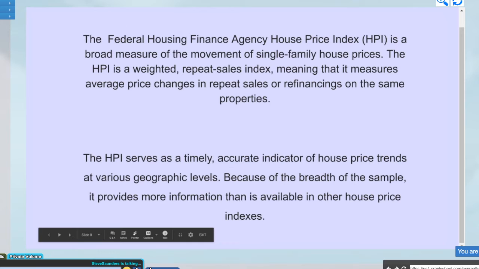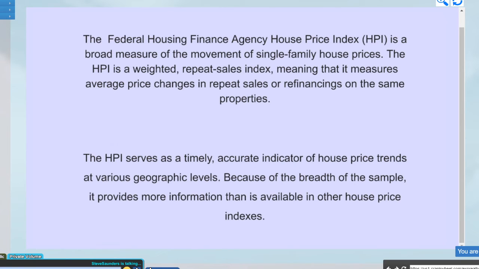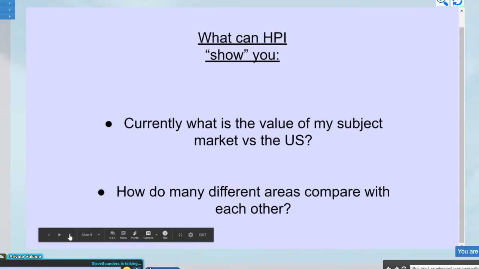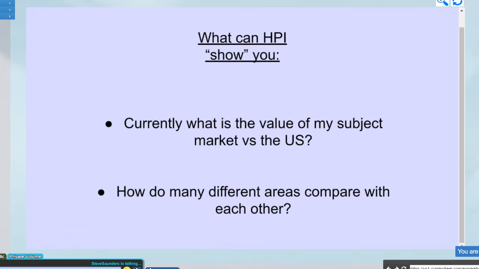It gives you a timely, accurate indication of trends. It doesn't tell you the future, but it definitely tells you what's going on today and in the past. It's called HPI, Home Price Index. That's what the Federal Housing Finance Agency gives you with their spreadsheet. And here's the basics. It currently tells you what the value of your subject market is versus the United States. That's the relative to section of SMART. And how many different areas compare with each other? How do they compare? That's huge.